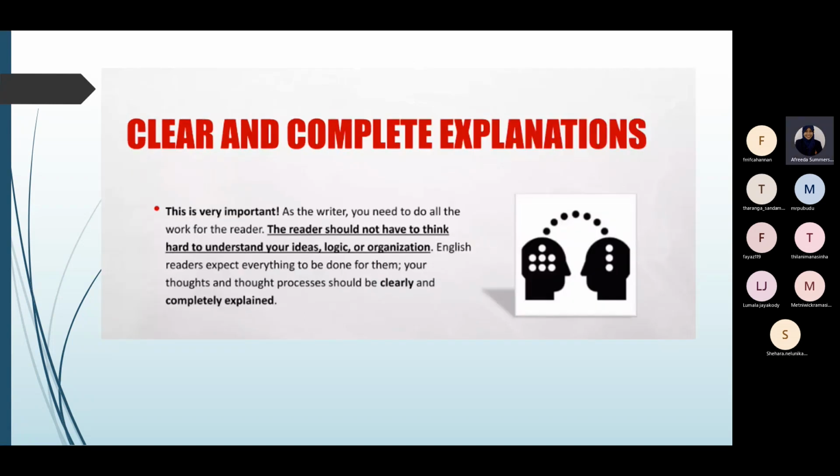You need to have a very clear and complete explanation. The reader should not have to think hard to understand your ideas, logic, or explanation. Remember, I will not give a high grade for using very big English vocabulary.